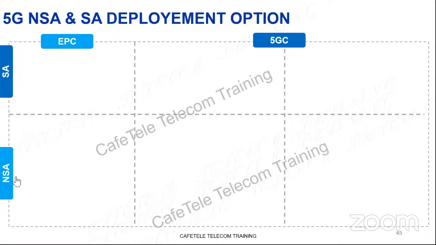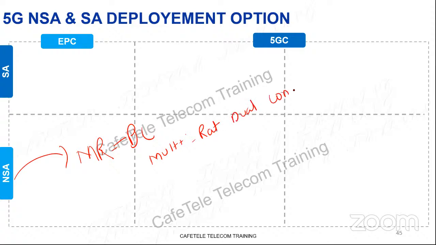This non-standalone, we also call MRDC. MRDC means what? Multi-RAN dual connectivity. So your 5G RAN supports multi-RAN. MRDC means multi-RAN dual connectivity.